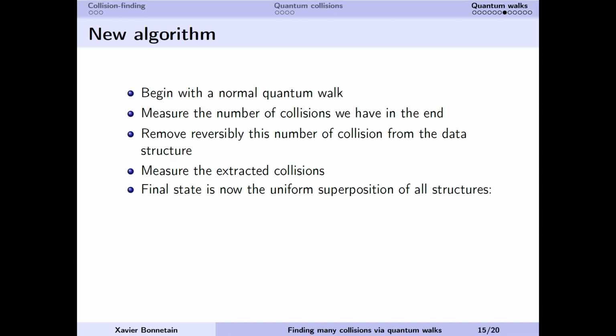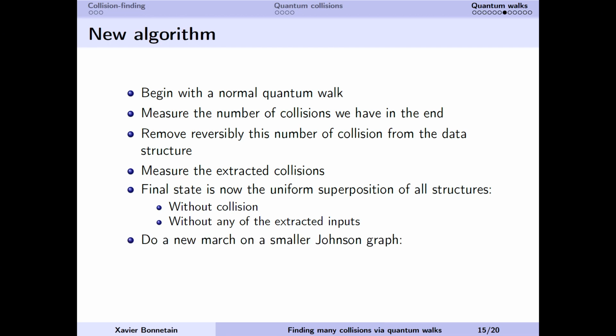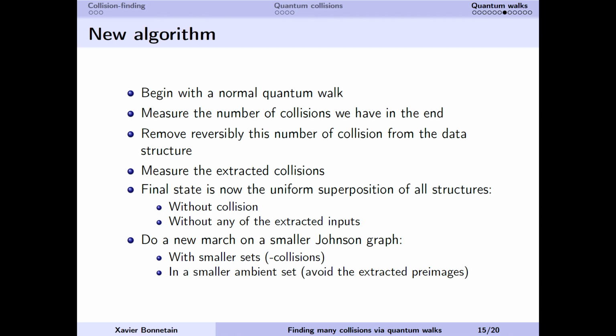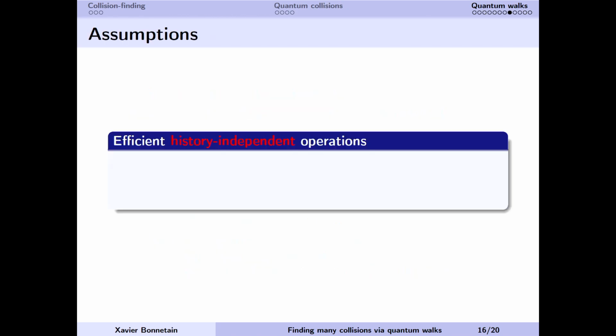And that way, we will still obtain a quantum state that is a uniform superposition of quantum data structures, but with a few constraints. First of all, as we've removed collisions, they are collision-free. And as we've removed some inputs that we've measured, they do not contain it. And from this quantum state, we can start a new quantum walk on a smaller Johnson graph, which is the same as before, but as we've removed some elements, the sets are slightly smaller, and the ambient set will be smaller because we don't want to walk back to the preimages we've removed.